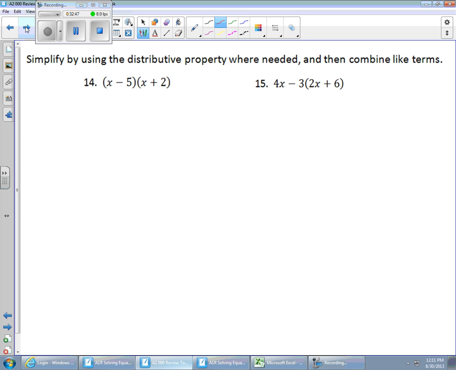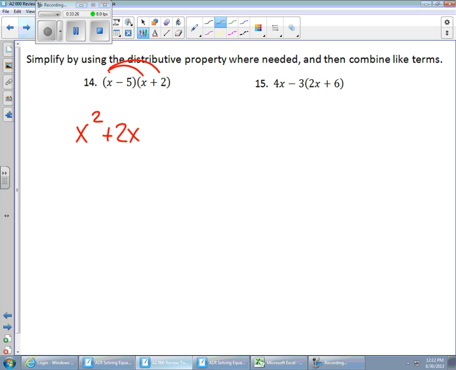The next part of the pretest was to simplify by using the distributive property where needed and then combining like terms. Well, folks, I told you the distributive property is when you decide that any values need to be multiplied by any other values, you simply remember every term from one polynomial needs to multiply by every term in the other polynomial. So this little x that's right there, I am going to make that x multiply by everything I can find in the other polynomial. So x is going to multiply by x, that is x squared. x is going to multiply by 2, that is positive 2x.